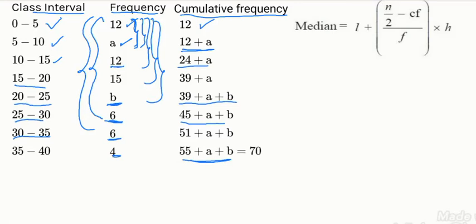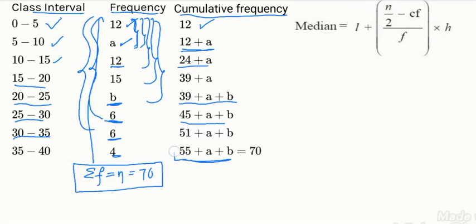They gave us the sum of all frequencies. If this entire column is added, you will get the sum of all frequencies, that is sigma f, equal to n, given to us as 70. The sum of all frequencies is nothing but the cumulative frequency of the last class interval, that is 55 plus A plus B is equal to 70. From here we can find A plus B is equal to 70 minus 55, which will give you 15. Let us take it as equation 1.